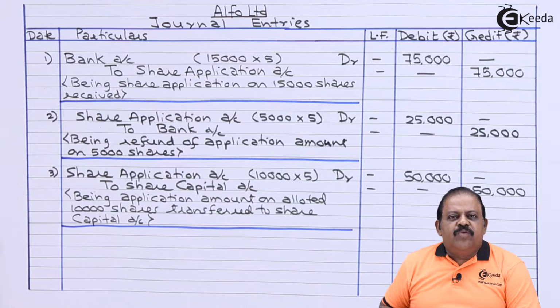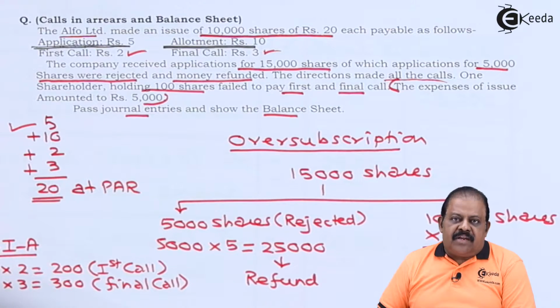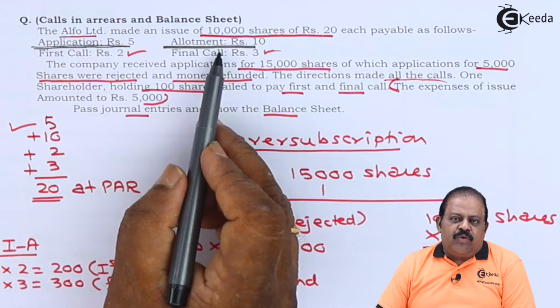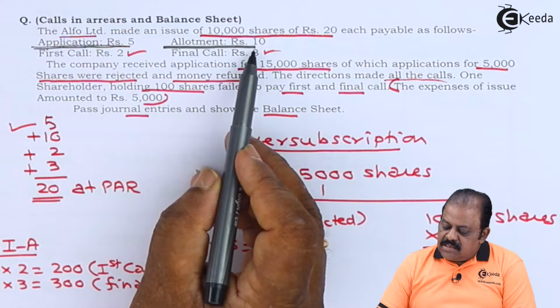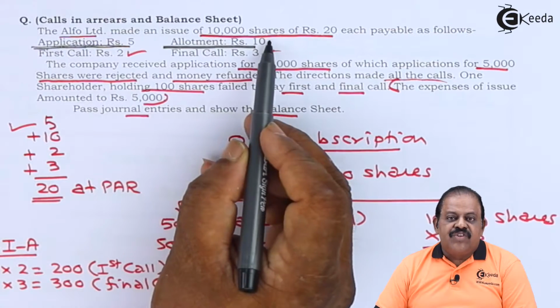Let us proceed to the next stage, that is the stage of allotment of shares, where company demands allotment amount from the shareholders and shareholders make payment of allotment amount. Allotment amount is rupees 10 per share. This amount has been paid by all the shareholders. We are required to record first entry for demanding this allotment amount of rupees 10 on 10,000 shares.